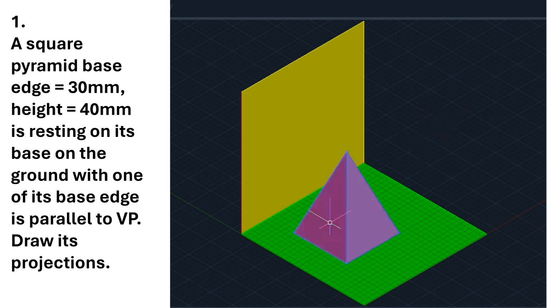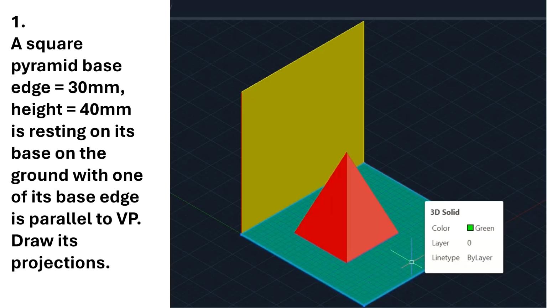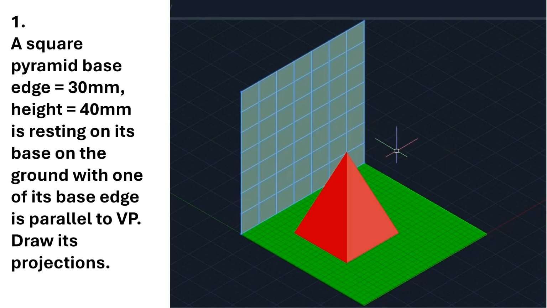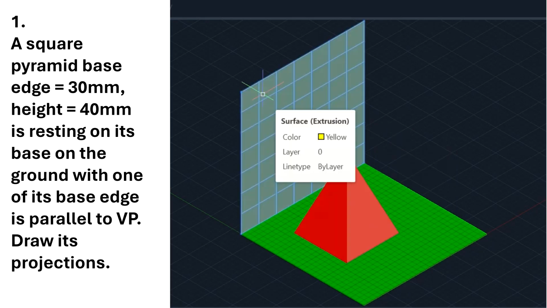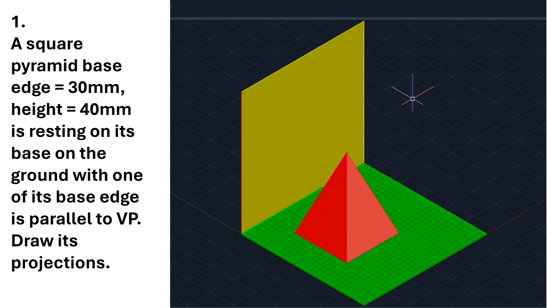So this is a square pyramid. This square pyramid has a square base resting on the ground, and its height is 40 mm, and its axis is parallel to the vertical plane. Now this is the position of the solid according to the problem. So first, the procedure is we need to position the solid between the planes of projection.